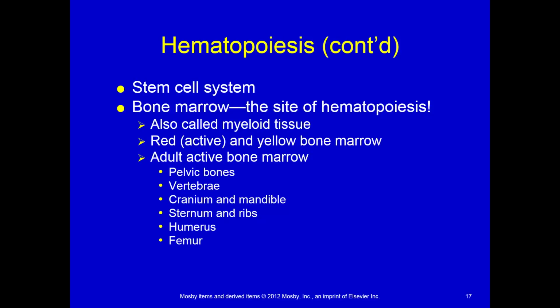Red marrow is your active sites of hematopoiesis, where you're actually actively creating new blood cells.